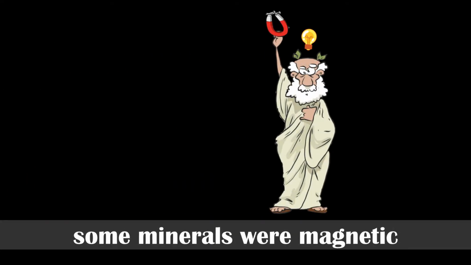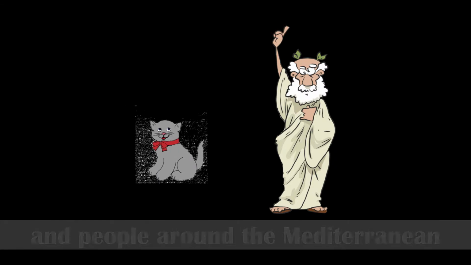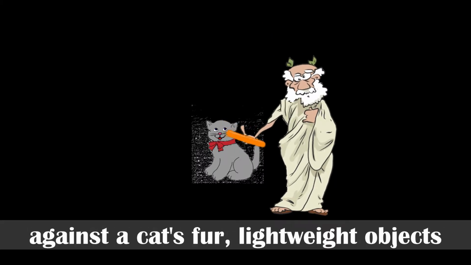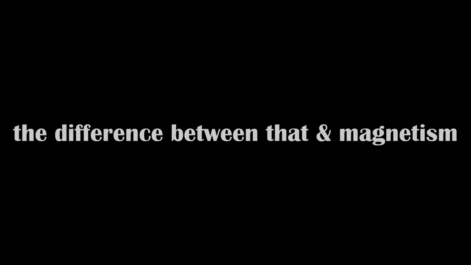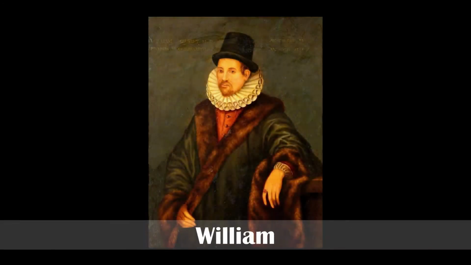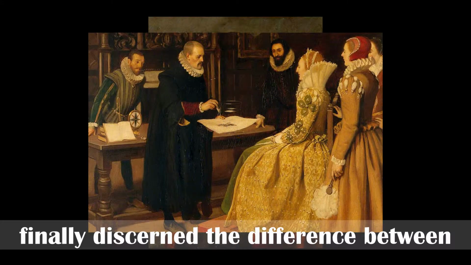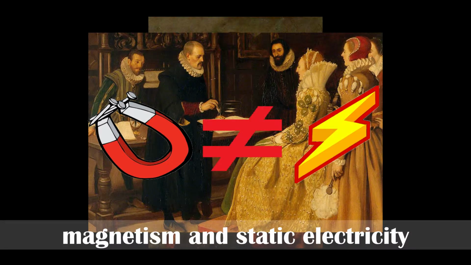In ancient times, the Greeks recognized some minerals were magnetic, and people around the Mediterranean knew that if they rubbed an amber rod against a cat's fur, lightweight objects would then stick to the rod. As we now know, that behavior is due to static electricity, but back then people didn't know the difference between that and magnetism. In 1600, an English scientist named William Gilbert finally discerned the difference between magnetism and static electricity.